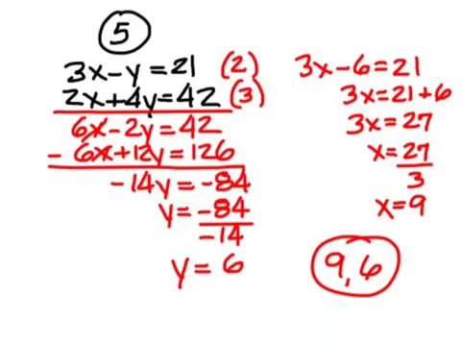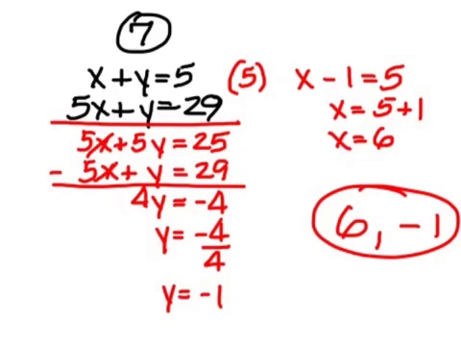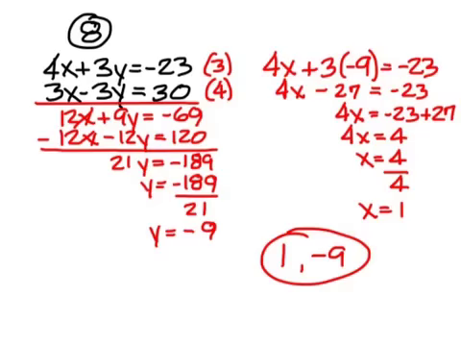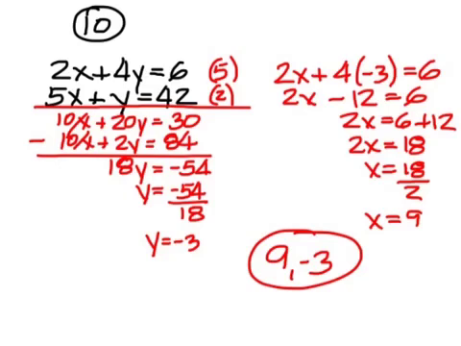5 is 9, 6. 6 is negative 10, negative 3. 7 is 6, negative 1. 8 is 1, negative 9. 9 is 9, 7. 10 is 9, negative 3.